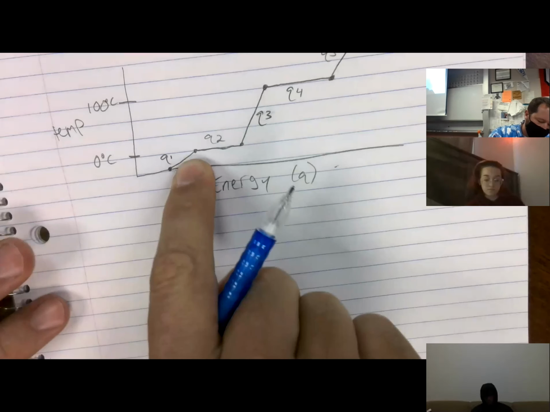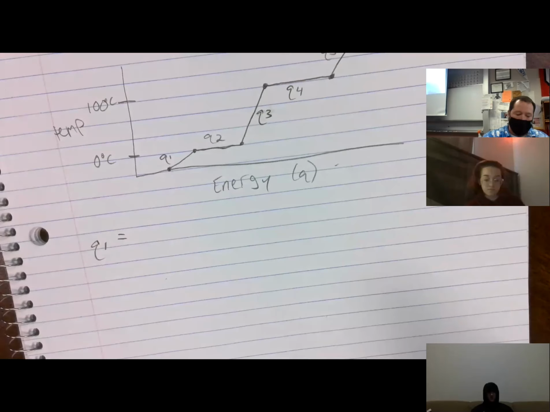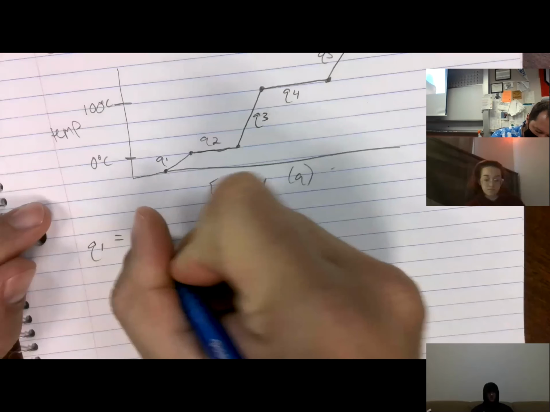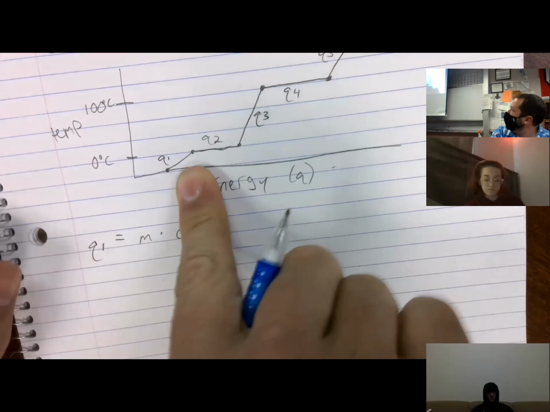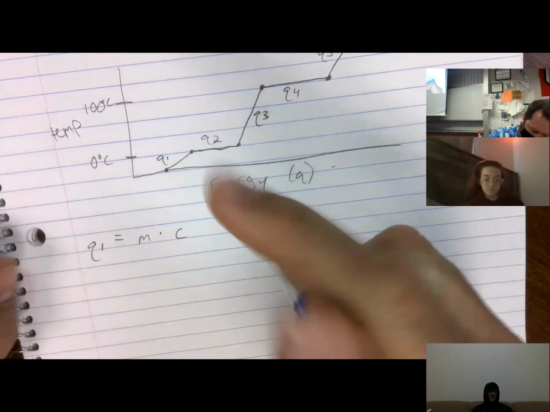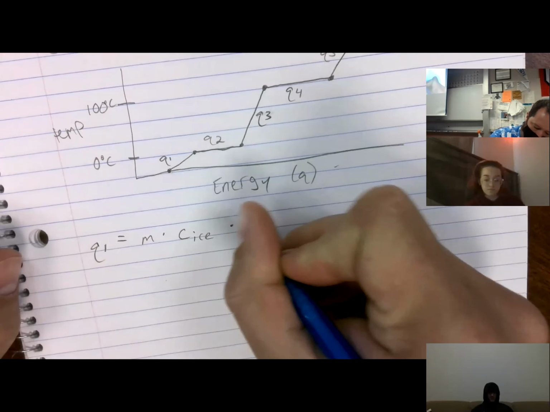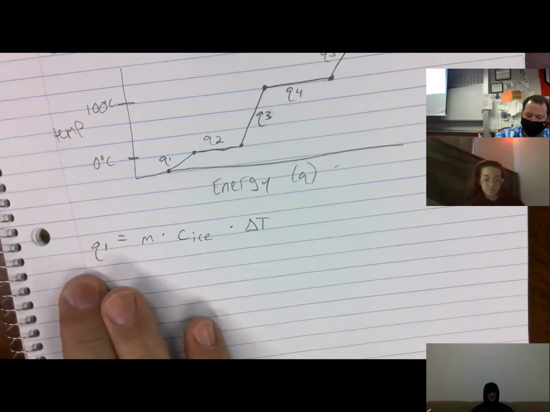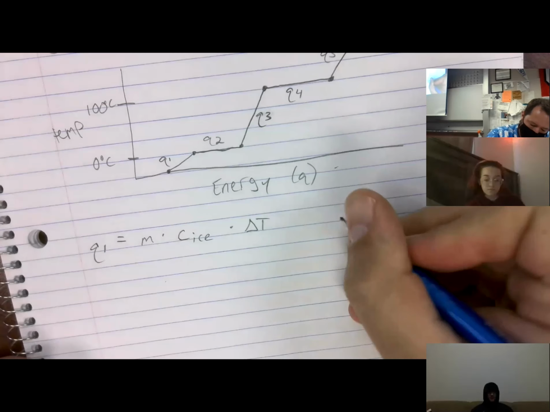Our first energy, Q1, we're changing the temperature. Our formula for that is mass times specific heat. Now, below 0 degrees, water exists as ice. So it's the specific heat of ice times how much we're changing the temperature. So this is our first formula, our first calculation.